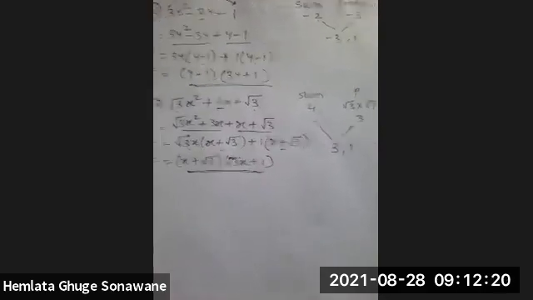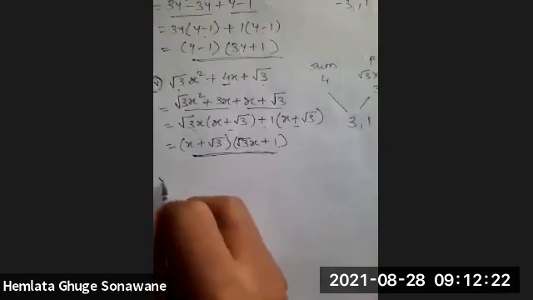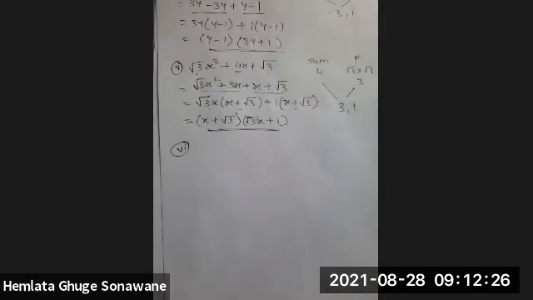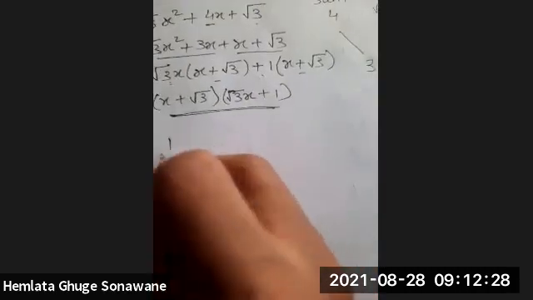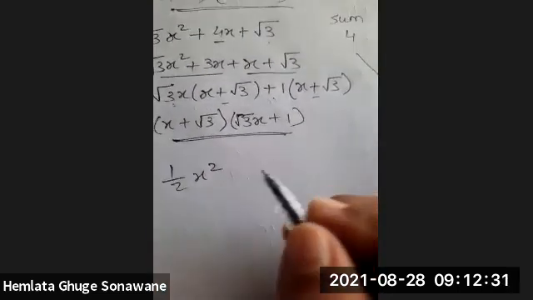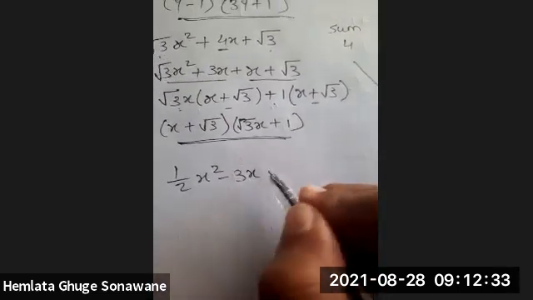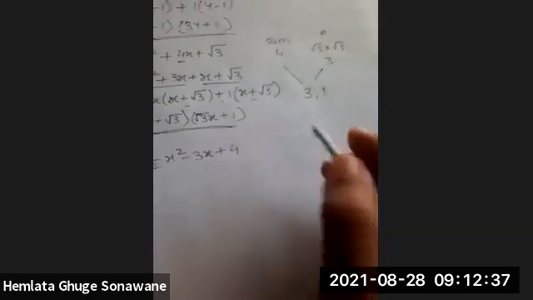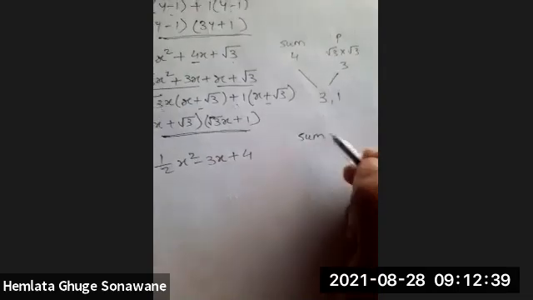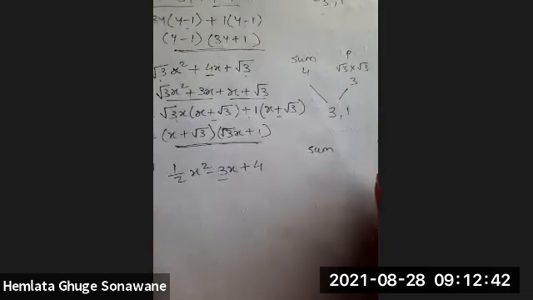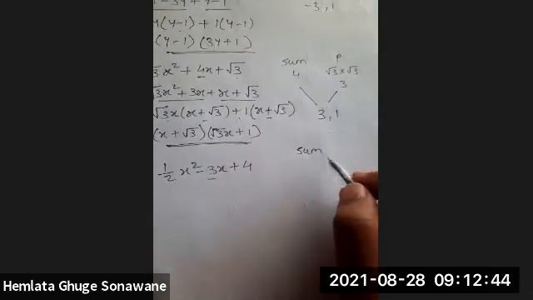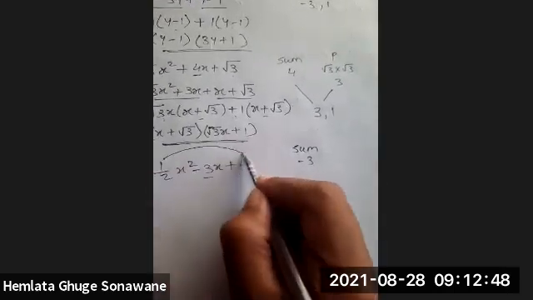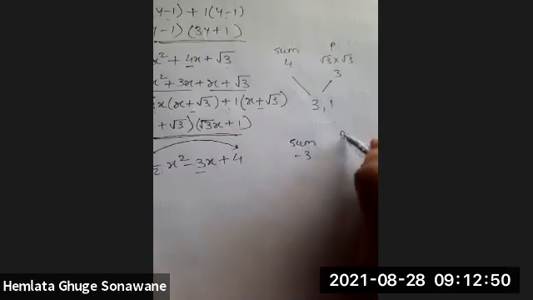Now we'll move towards the next example of question number 1. Sixth one, half x square minus 3x plus 4. Now here the sum of factors should be minus 3 and the product half into 4.